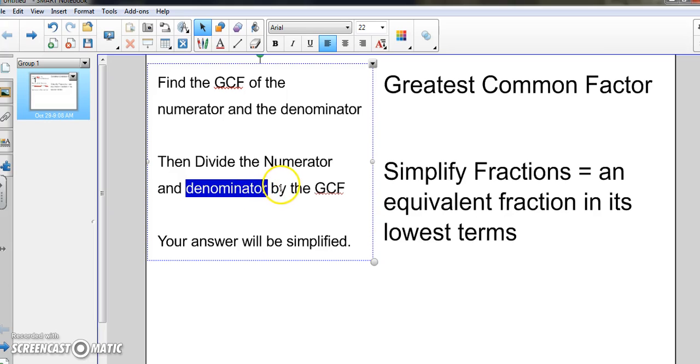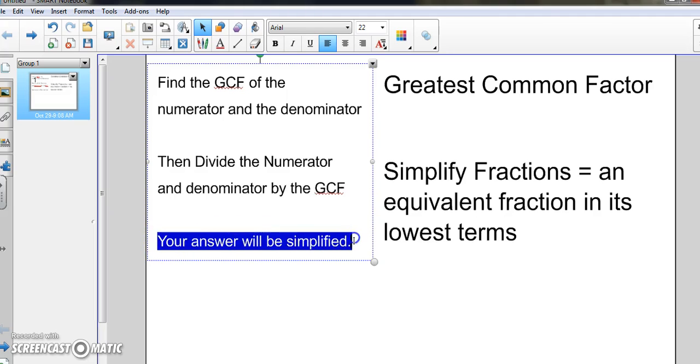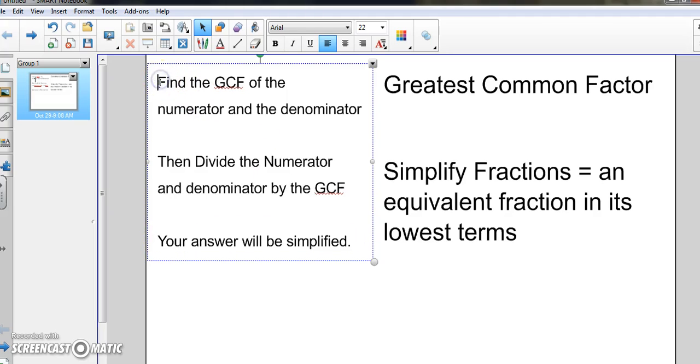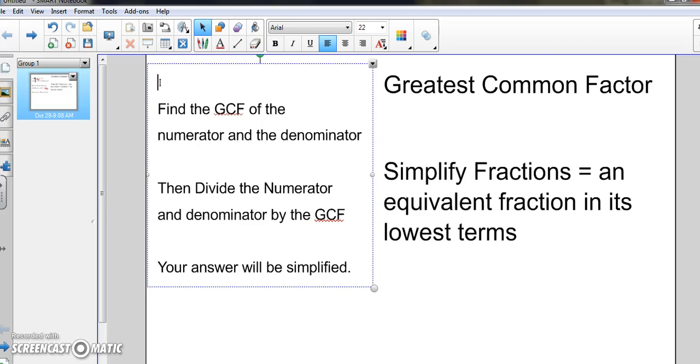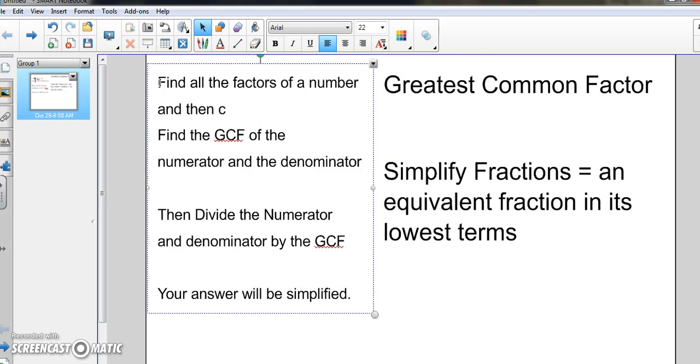There we go. Okay, so when you need to simplify a fraction, identify the greatest common factor, and then divide the numerator and denominator by the greatest common factor, and your answer will be simplified. In order to find the greatest common factor, find all the factors of a number and then compare them.